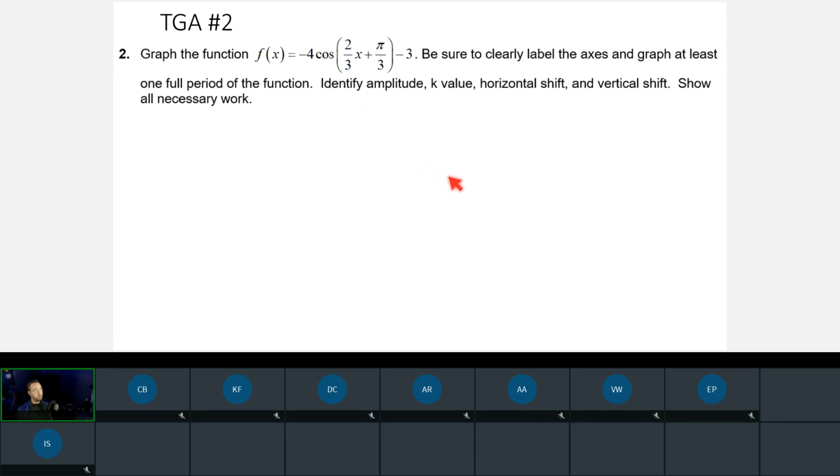If you just give me the period with no explanation, remember, if I don't have work, I can't give you credit. That's math policy, not just my policy. K value, you can just tell me how you found the K value. The H shift, I do need to see this work for sure. You just can't tell me, oh, I saw it in the graph. I need to see the work, because the horizontal shift isn't just pi over 3. But anyway, I don't want to give anything up.